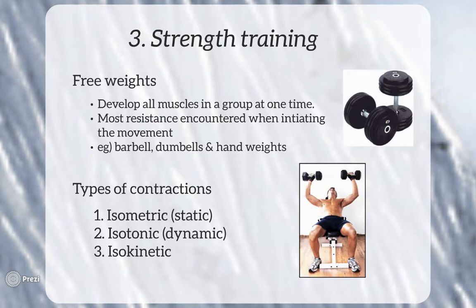The three types of contractions that occur within this training are: one, isometric, which is static movements; two, isotonic, which is dynamic movements; and three, isokinetic.